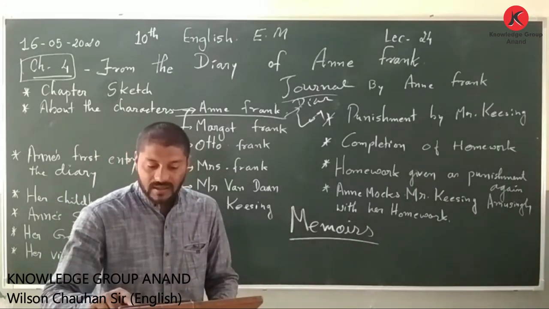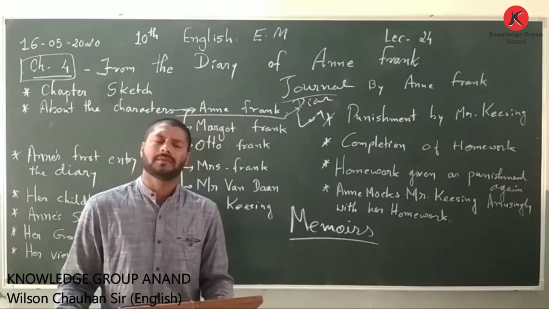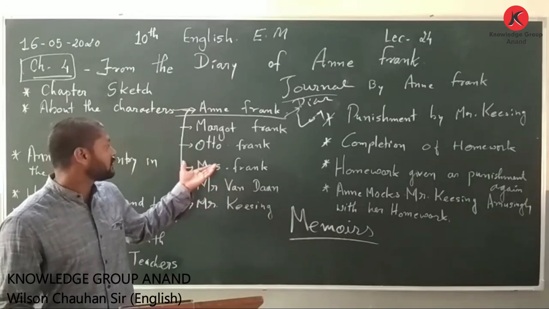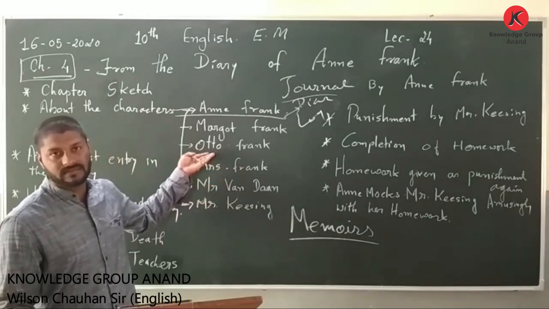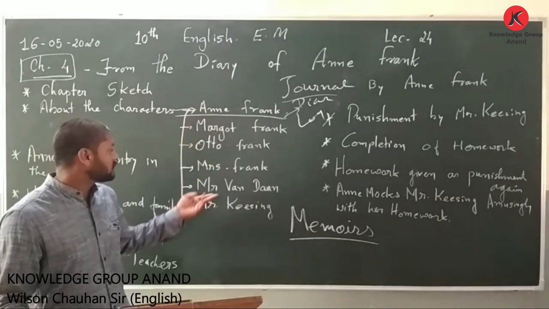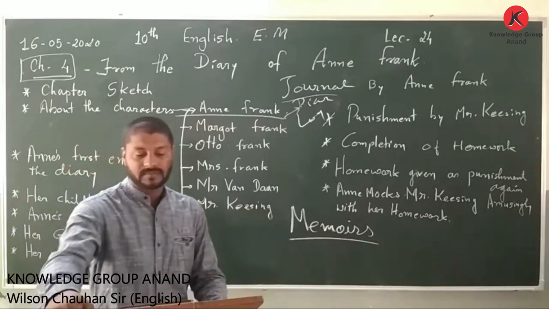Yes. Mr. Van Dam, a Jewish businessman and associate of Mr. Frank, so perhaps a family friend of Mr. Otto. Mr. Otto is the father of Anne, and Van Dam is a businessman and again a friend of Mr. Frank.